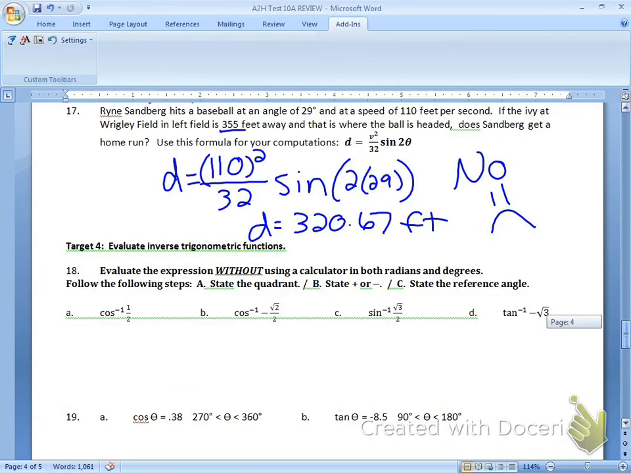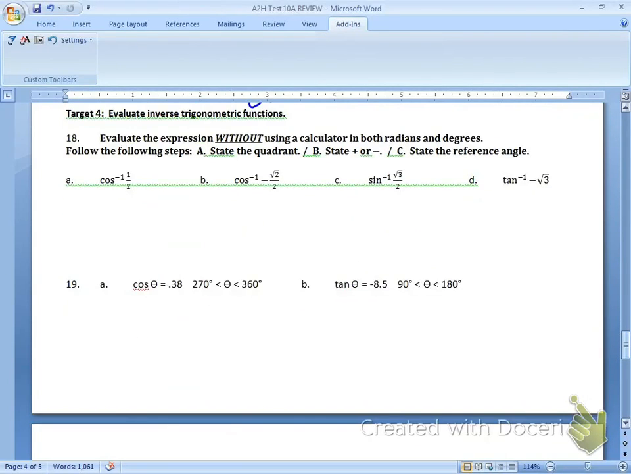Okay, and then target 4. Overall you guys did quite well on the quiz on this one. Evaluate the expression without using a calculator in both radians and degrees. Follow the following steps. State the quadrant, state plus or minus, state the reference angle.